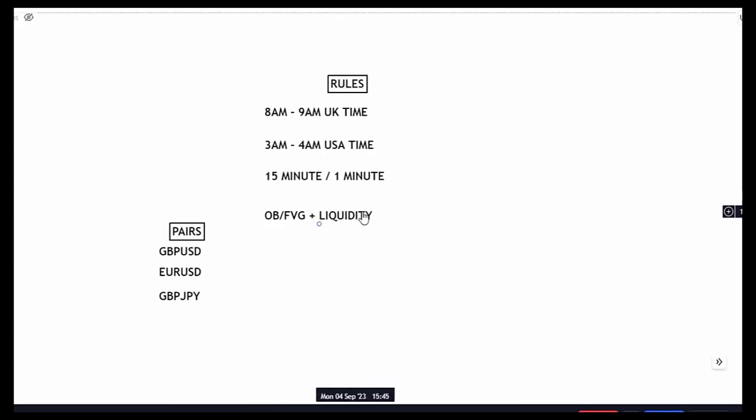The pairs that we are going to be trading mainly are GBP USD, EUR USD, and GBP JPY. These are the pairs that I have backtested this strategy on and it worked very well. You can also try backtesting on your favorite pairs, but I think these are the pairs for now where this strategy worked very well. So without wasting much of our time, let us dive right into the video.